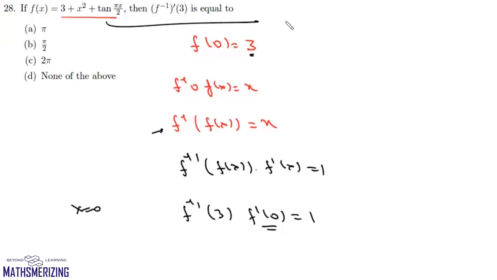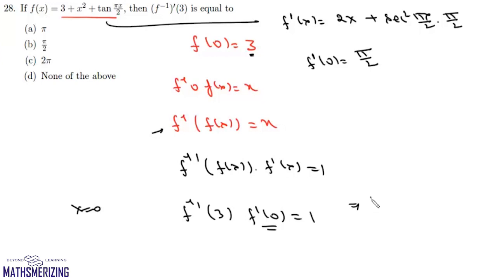So if we differentiate f(x), we'll get f dash x as 2x plus secant square pi x by 2 into pi by 2, and if we put x as 0, we'll get f dash 0 as simply pi by 2. So if we put f dash 0 as pi by 2, we'll get derivative of f inverse at 3 will be nothing but 2 upon pi, and that is none of these.